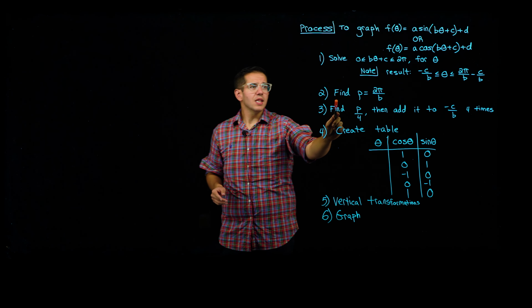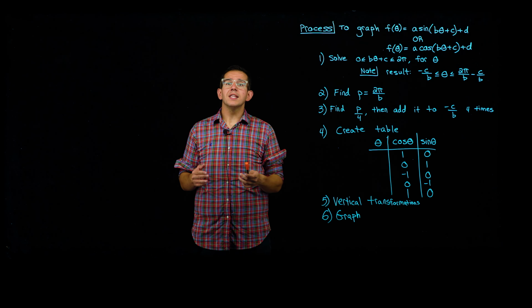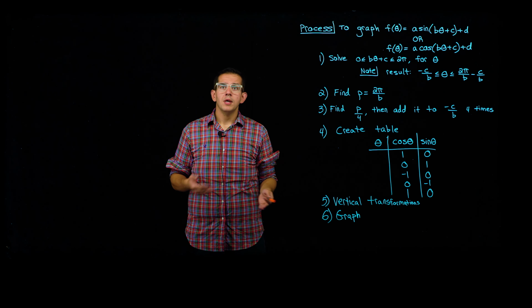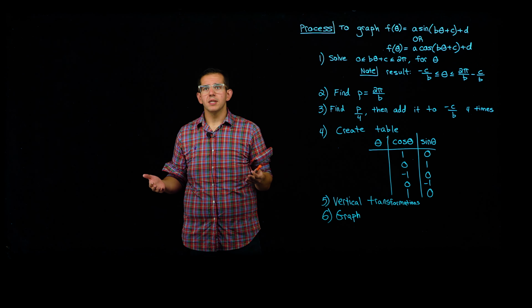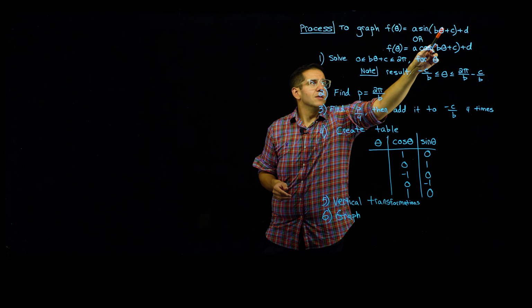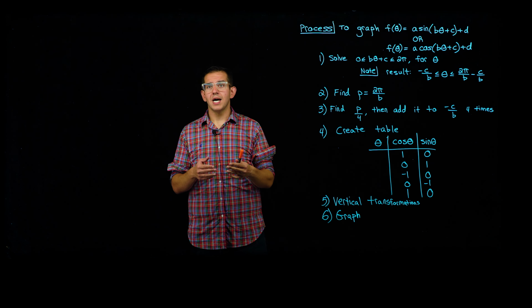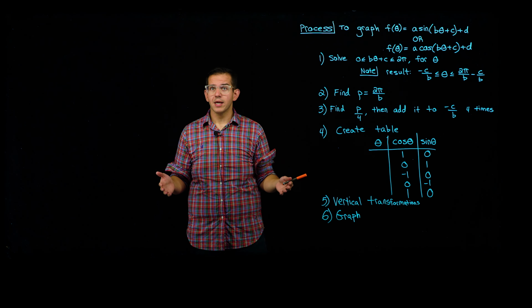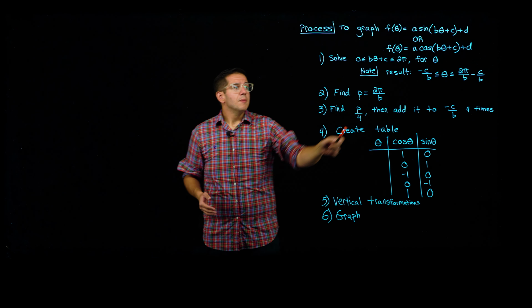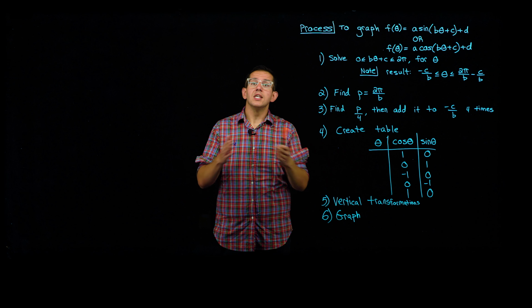At this point, you can then find p equals 2 pi over b. This will find the new distance of your period. The period of sine and cosine is typically 2 pi. But when you multiply a value of b to your variable inside the function, you are performing a horizontal stretch or shrink on it. So by dividing 2 pi by that value of b, you will find the new period.